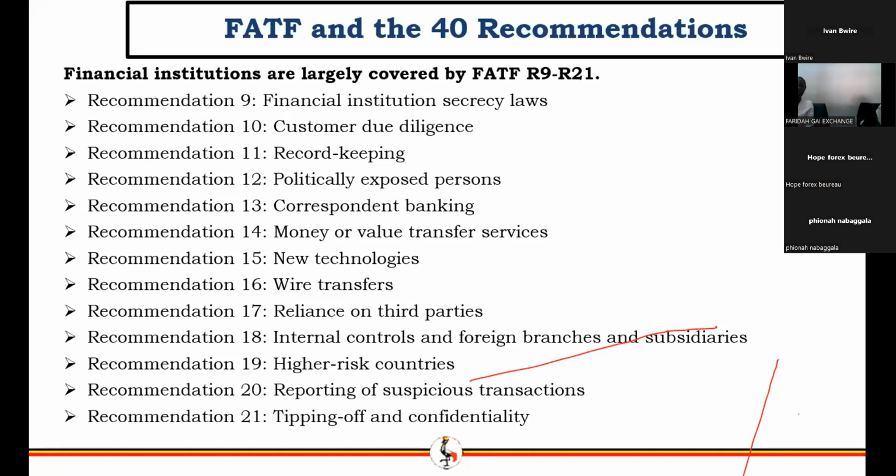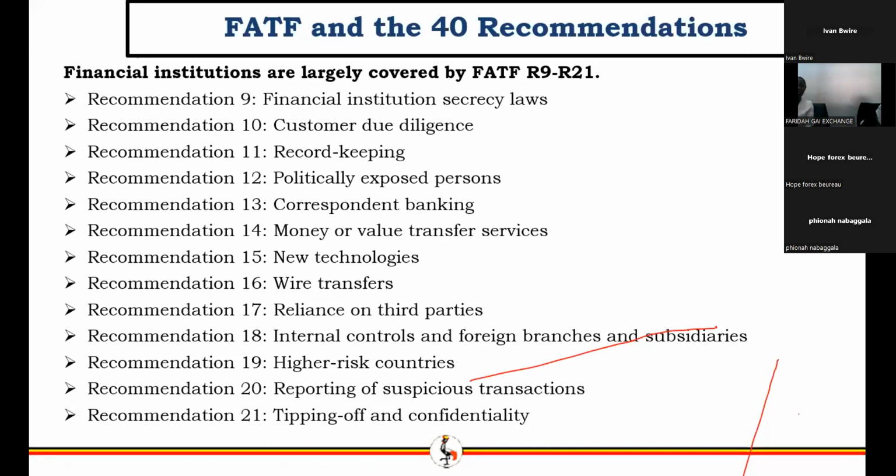Then reporting of suspicious transactions. This recommendation highlights the requirement of reporting suspicious transactions by the entities that report to FIA or any FIU. It gives guidance that in the event that you form suspicion, you are supposed to report the suspicious transaction. Tipping off under recommendation 21 is an offense. If FIA is investigating an accountable person and you alert the client that they are being investigated, that's an offense, and that is what we call tipping off.